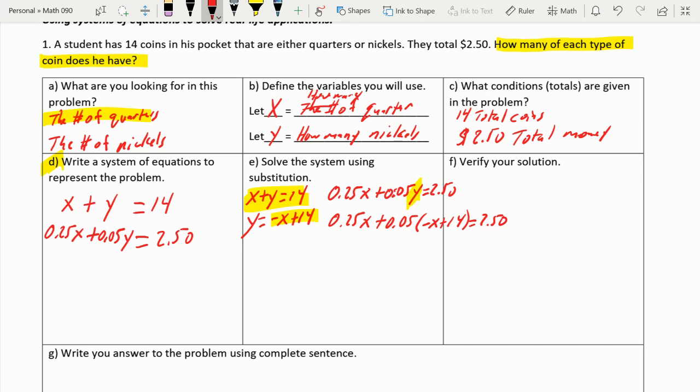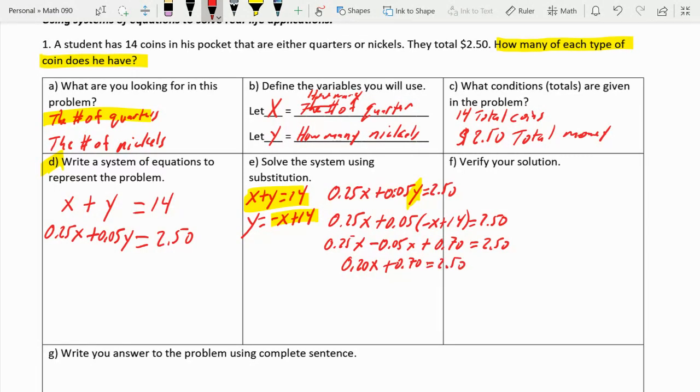Distribute, and we end up with 0.25 minus 0.05x plus, looking at my cheat sheet because I already did all the calculations, 0.70 is equal to $2.50. 14 nickels is 70 cents. Combine like terms, we subtract, so 0.02x plus 0.70 is equal to $2.50.